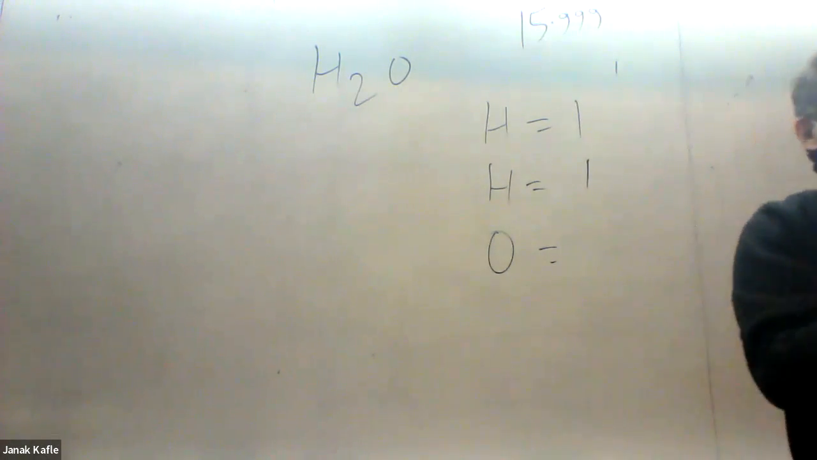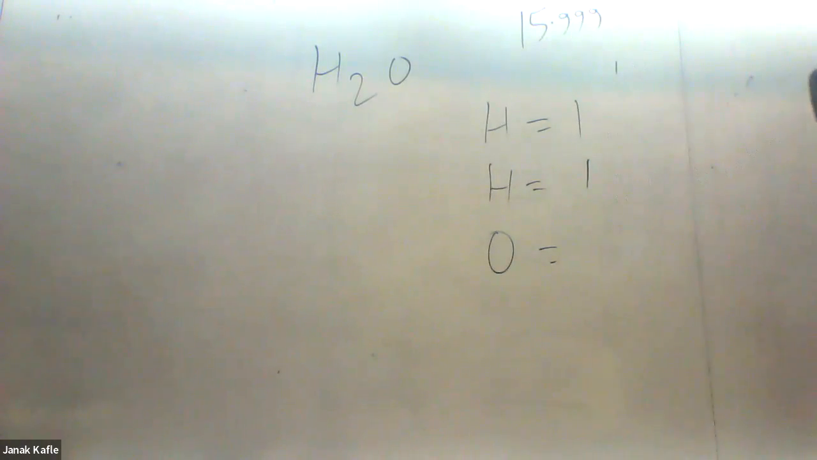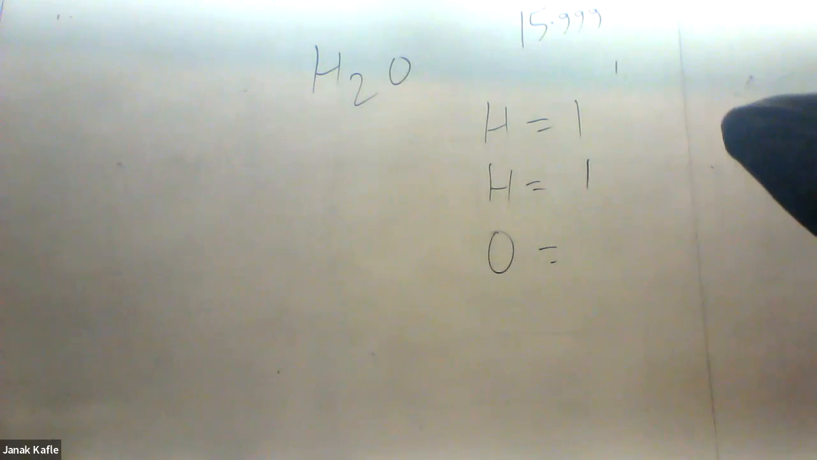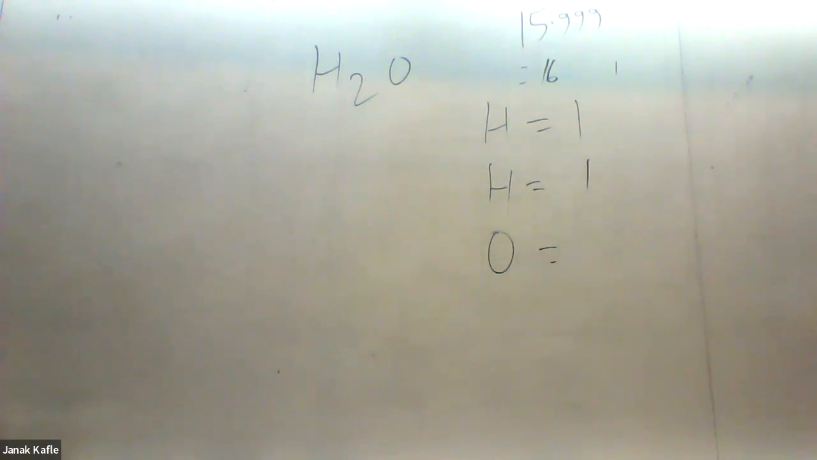So you can see 15.999 here. That 15.999 is a little bit hard to use, right? So I round it to 16. It's about 16, right? 15.99 is 16. Make sense? So I write that as 16 here.